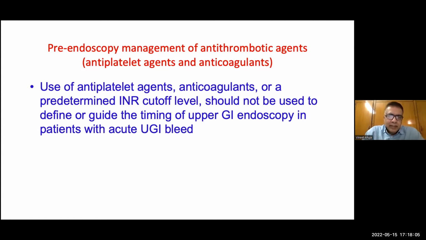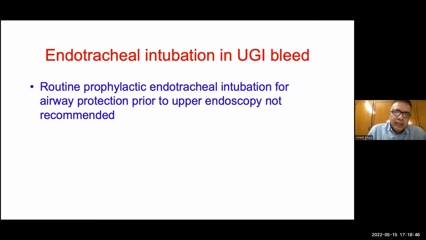If the patient is on antiplatelet agents or anticoagulants, what do you do? How do you decide whether the patient can be taken up for endoscopy? What precautions would you like to take? It's very clear that being on anticoagulants or antiplatelet agents, or having a high INR, cannot be used to define or guide the timing of upper GI endoscopy in patients with acute upper GI bleed. In other words, if the patient is on antiplatelet or anticoagulant and is bleeding and you have to do the upper GI endoscopy within 12 hours, then you would not wait for the effect of the antiplatelet or anticoagulant to wear off. You would do it within 12 hours or 24 hours as per the indication.